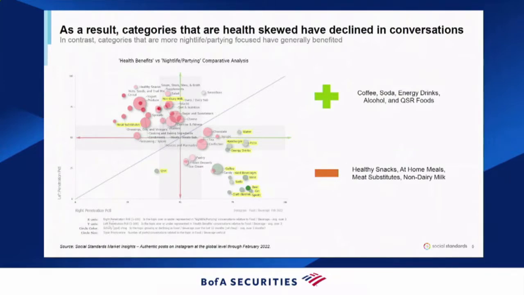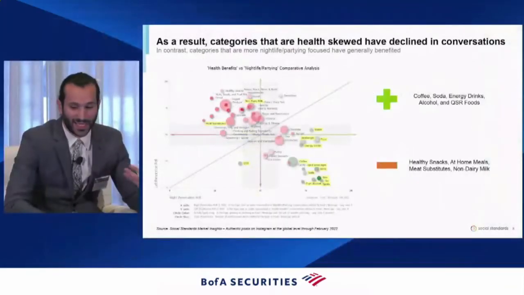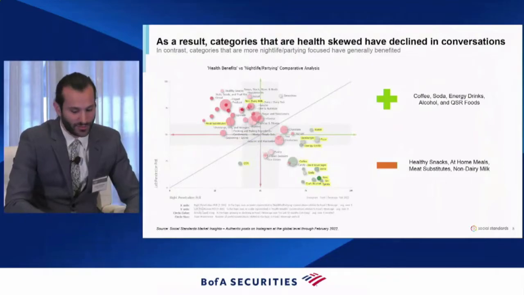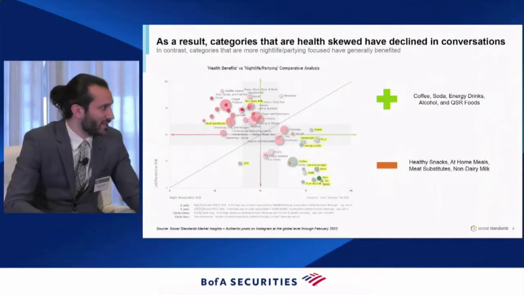Ultimately, a lot of the categories that are benefiting from this shift are the ones associated with nightlife and partying. So coffee, soda, energy drinks, alcohol, and a lot of foods that play in the QSR space like pizza or hamburgers. The things that are down are things like healthy snacks, at-home meals, meat substitutes, and non-dairy milk.